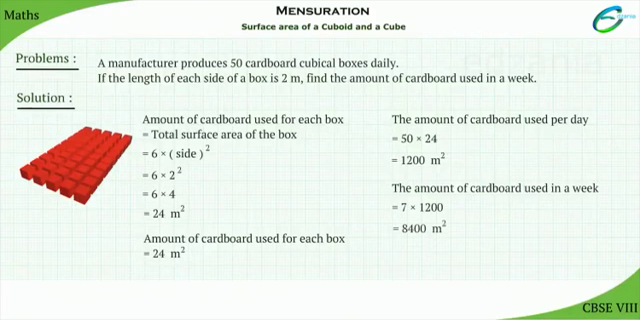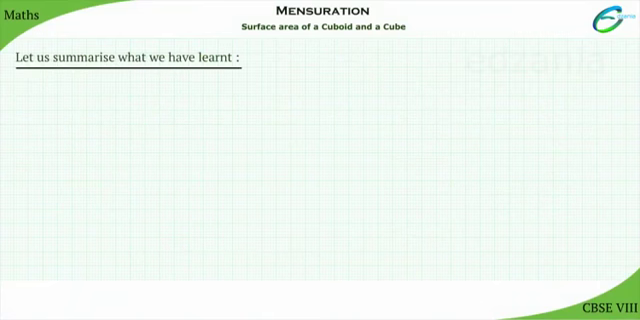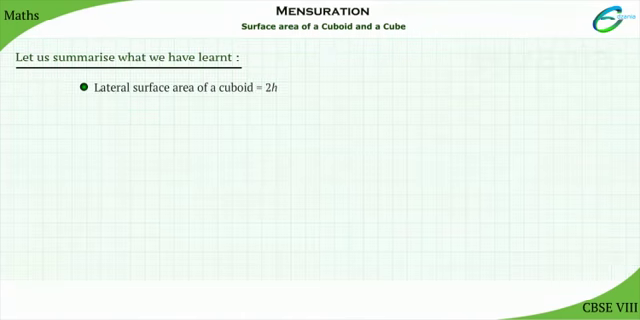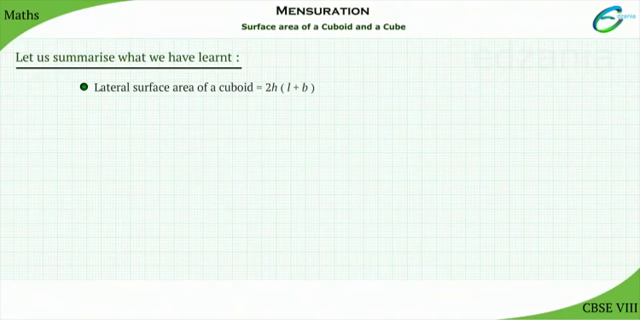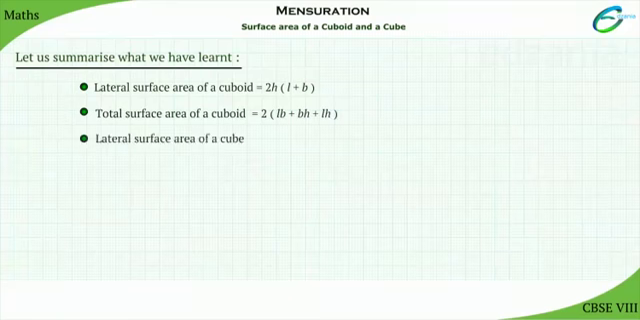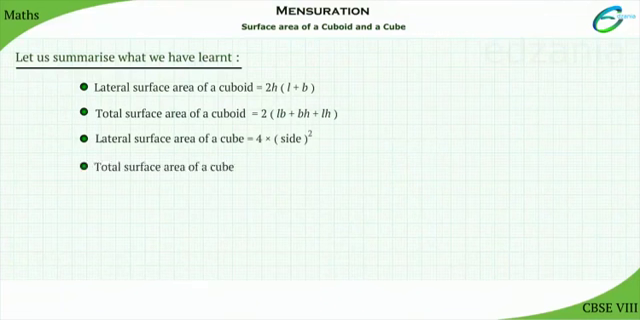Let us summarize what we have learned. Lateral surface area of a cuboid is equal to 2h into (L plus B). Total surface area of a cuboid is equal to 2 into (L into B plus B into H plus L into H). Lateral surface area of a cube is equal to 4 into side square. Total surface area of a cube is equal to 6 into side square.